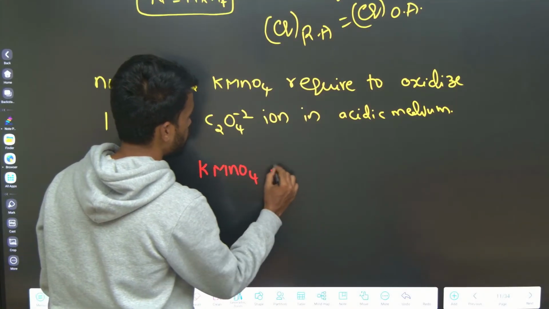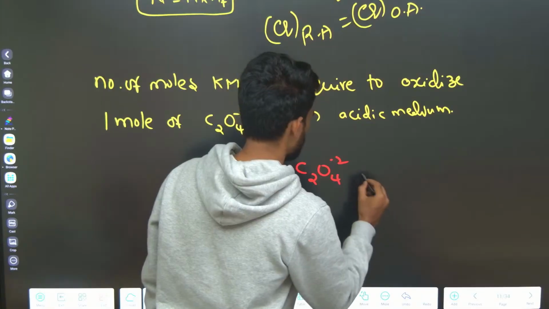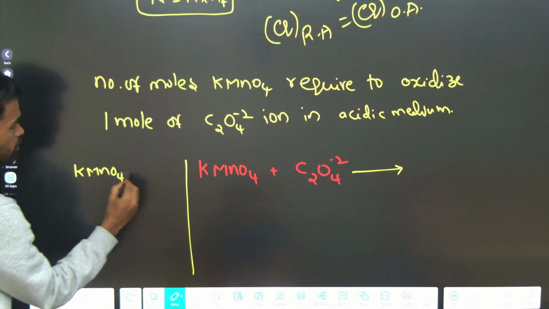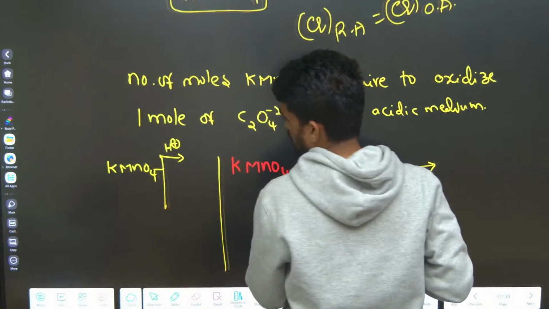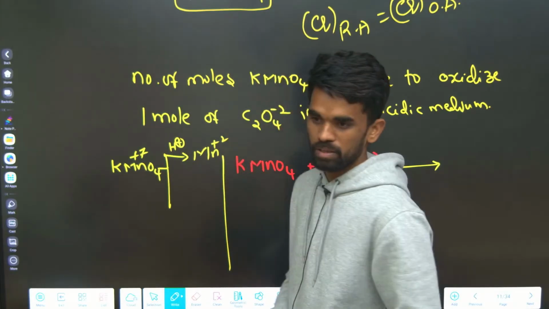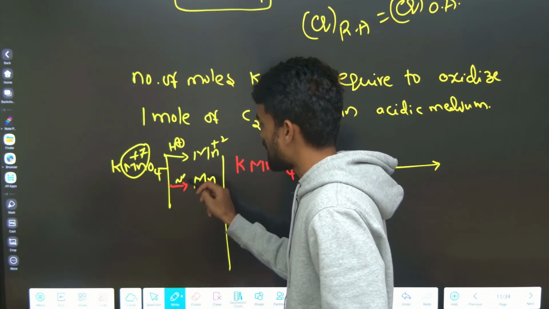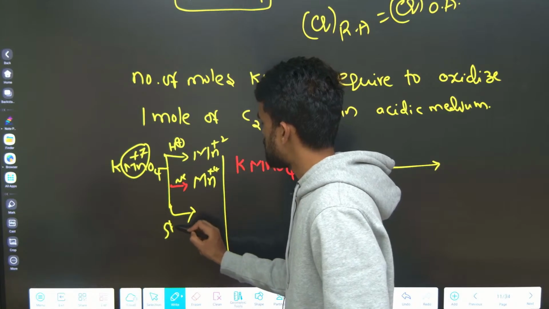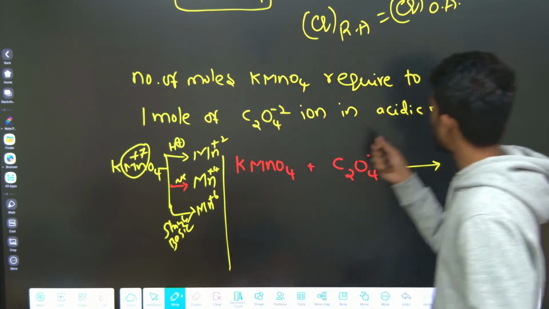KMnO4 is written, and what other thing is given? Oxalate ion is given. Remember KMnO4: if I take acidic medium, whatever the reaction may be, no need of balancing here. KMnO4 in acidic medium, +7 oxidation state converts into +2. In neutral or slightly basic medium, manganese +7 converts into +4. If it is strongly basic, it converts into +6.